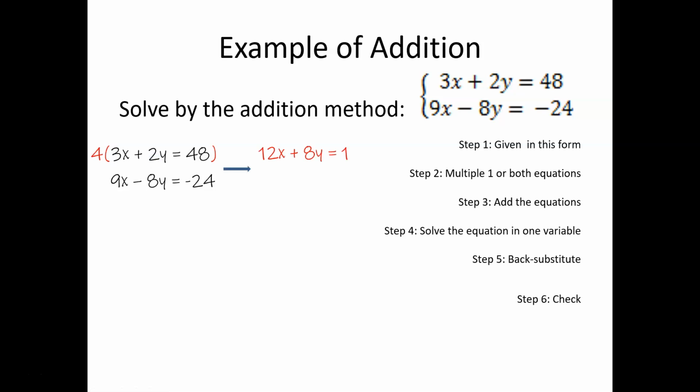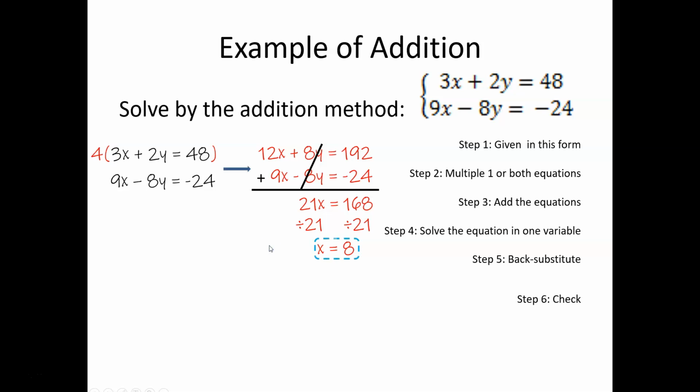If we do that, we get 12x plus 8y equals 192. Don't worry about the big numbers. It's not going to be a problem. The second equation, we're going to take exactly like it was. 9x minus 8y equals negative 24. Now, we add the two equations together. And you'll notice pretty quickly that we have opposite coefficients here. We have positive 8y and negative 8y. So those two cancel out. And we are left with 21x equals 168. We divide by 21, and we get x equals 8.